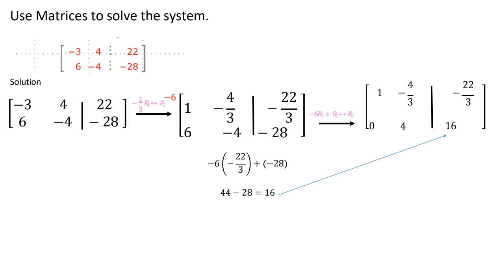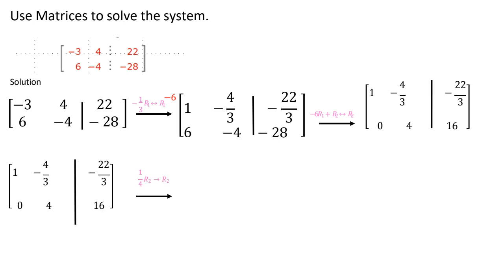Now I need to go to my second column. Again, I want a 1 here and a 0 here. So let's get the 1 first. What I'm going to do is multiply a 1/4 to row 2, and that's going to be my new row 2. Again, row 1 is not getting altered. It's just 1, negative 4/3. So again, I'm missing the pipe, equals negative 22 over 3.